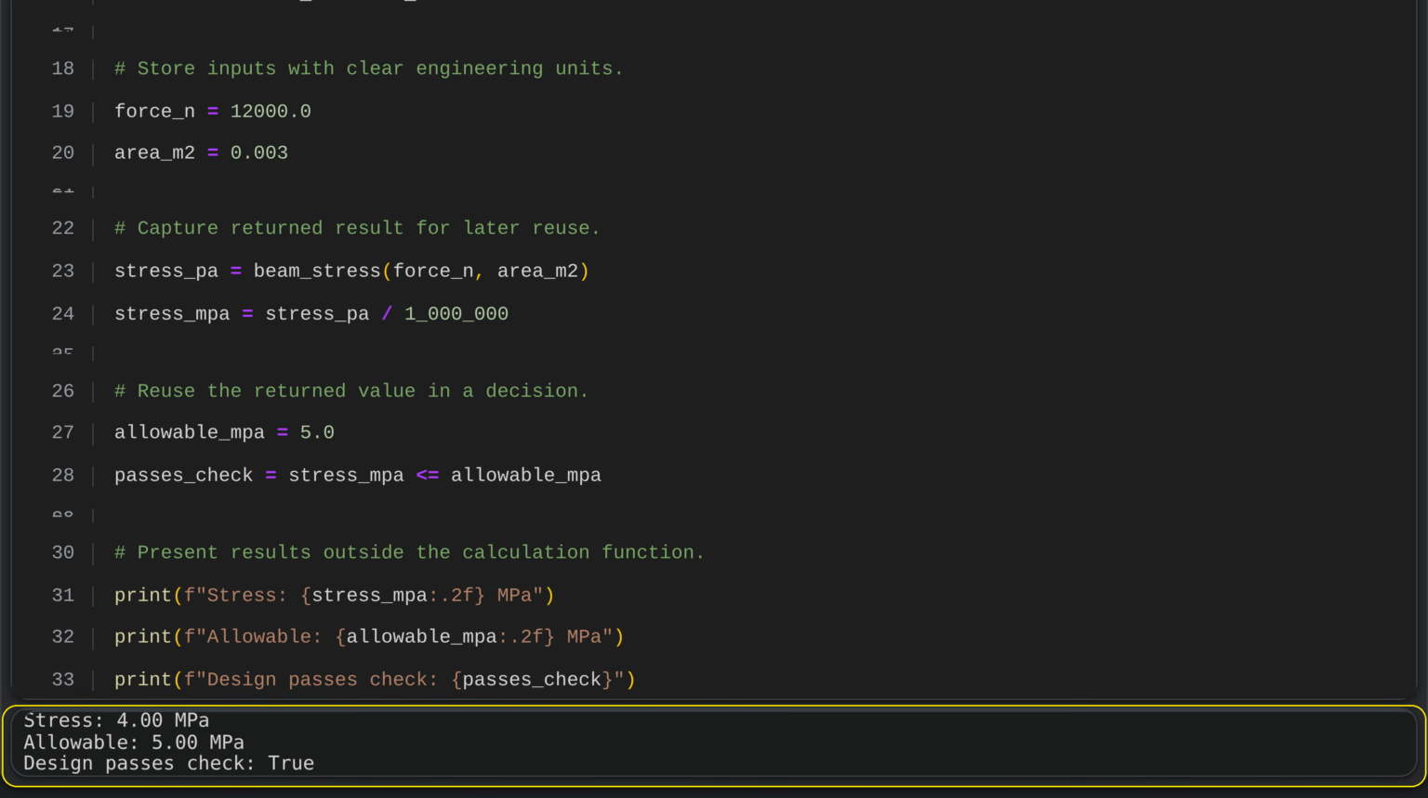This script computes axial stress by dividing a given force by a positive cross-sectional area, then reports the resulting megapascals. It compares the stress with an allowable limit of 5 megapascals and prints whether the beam design passes the check.